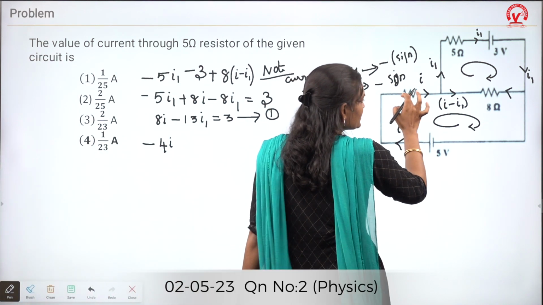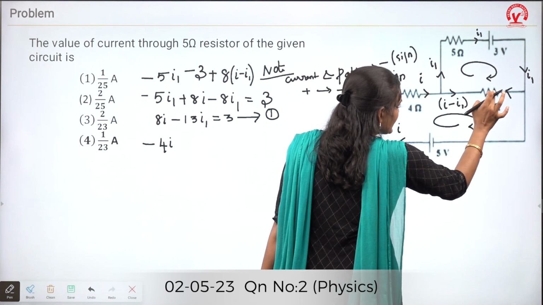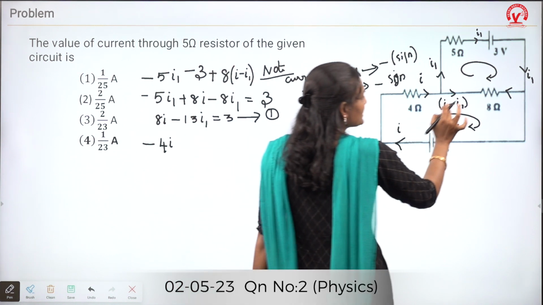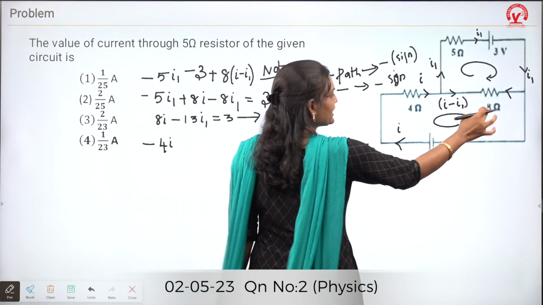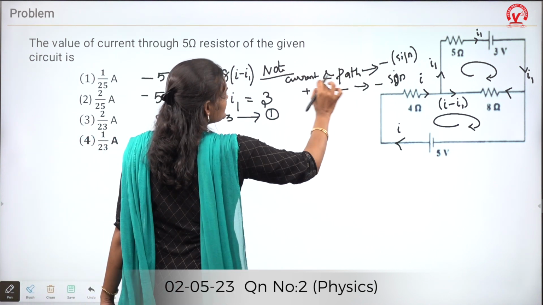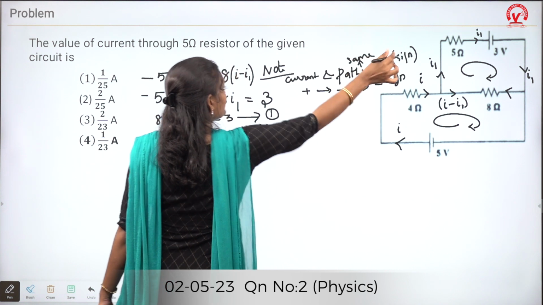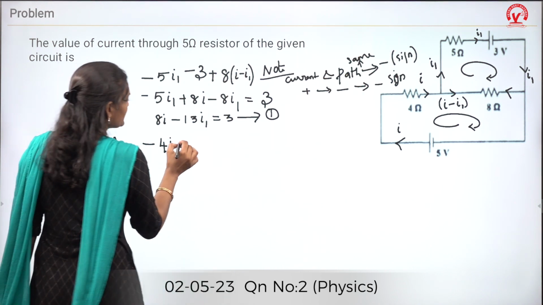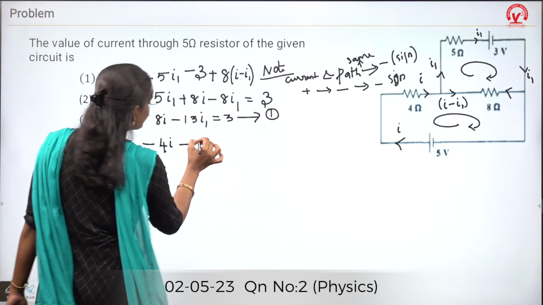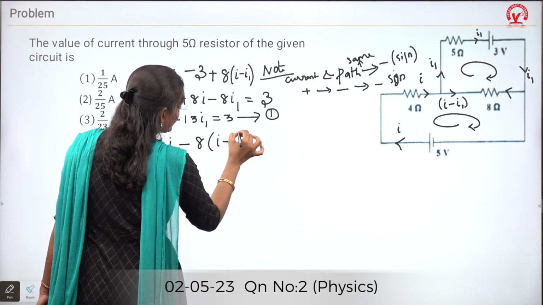Now here also, in this loop I am taking, the current is flowing in this direction only, and the path is also in this direction only. So path and current are in the same direction. Same direction means negative sign. So negative sign: minus 8, minus 8(I minus I1).